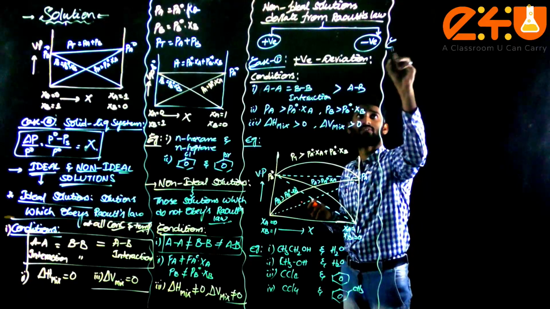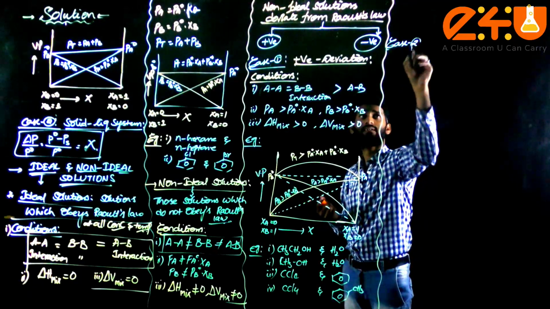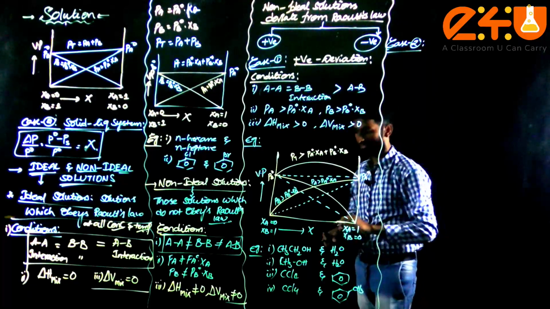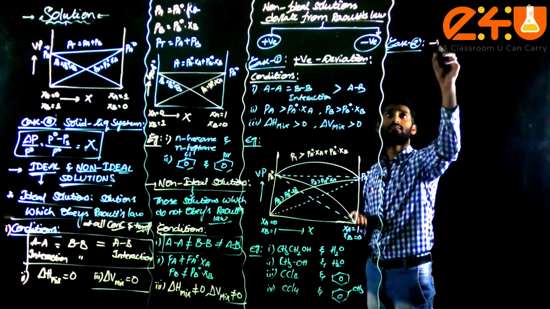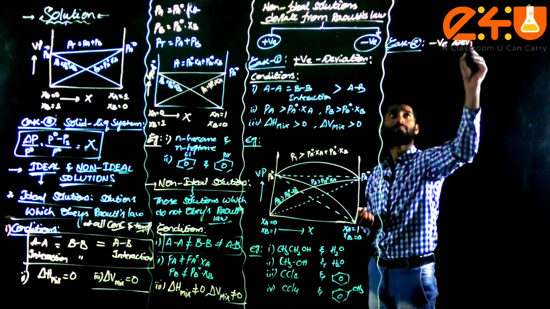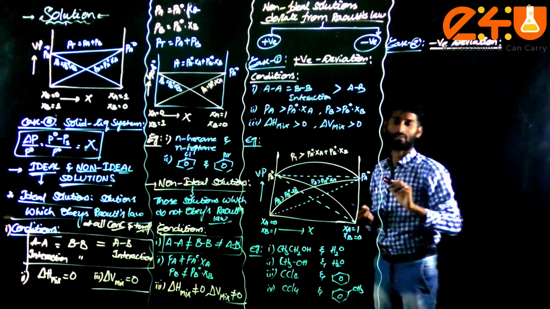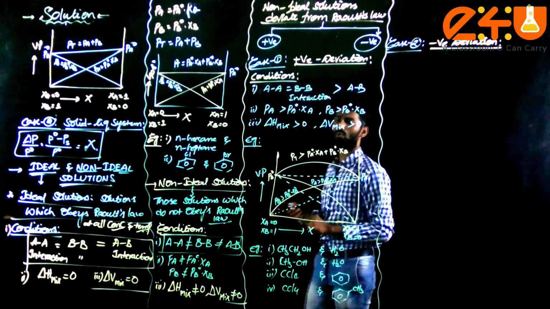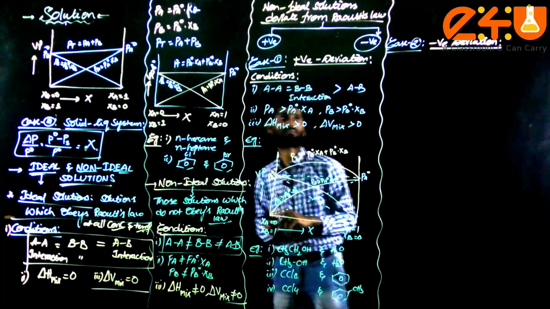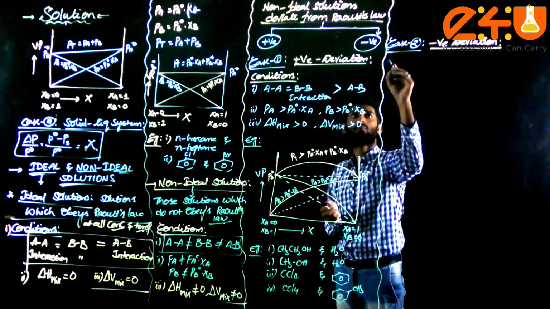Next, very important, that is case 2. Case 2 is negative deviation. In negative deviation, everything that we wrote becomes reverse.